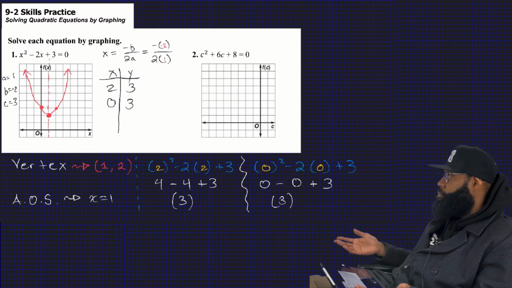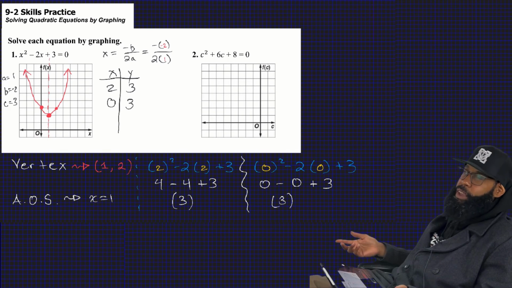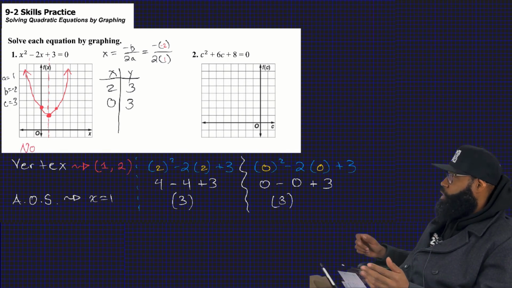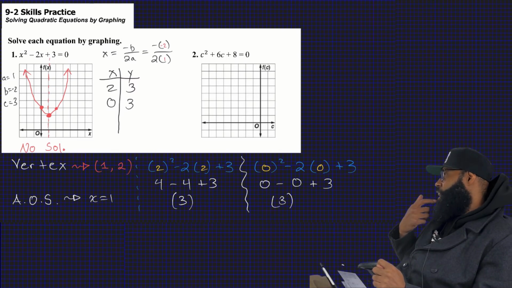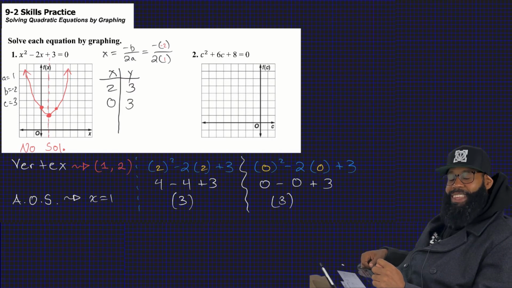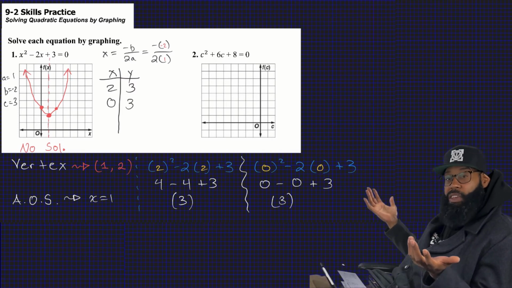Graphed it, done. Well, I want to say I'm done. I want to feel like I'm done, but I gotta understand why I'm done. Where does that cross the x-axis? It does not. No solution. What does x equal? I don't know. It doesn't cross the x-axis.